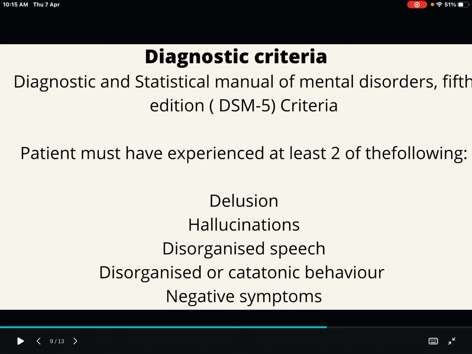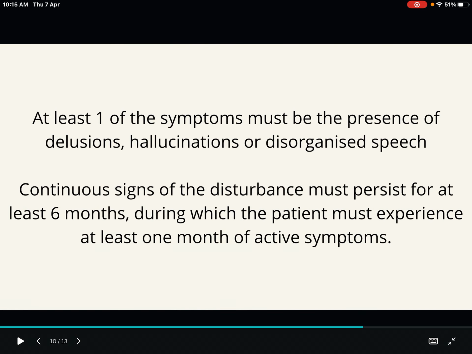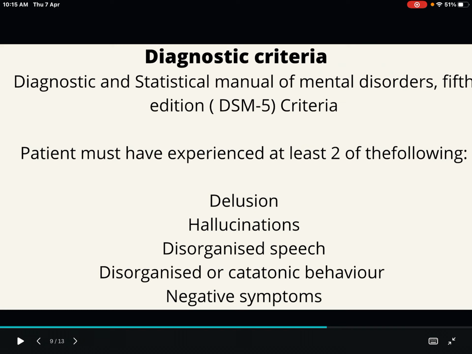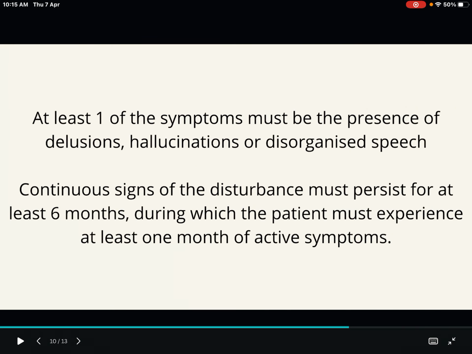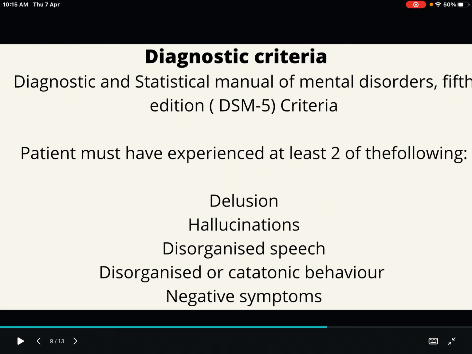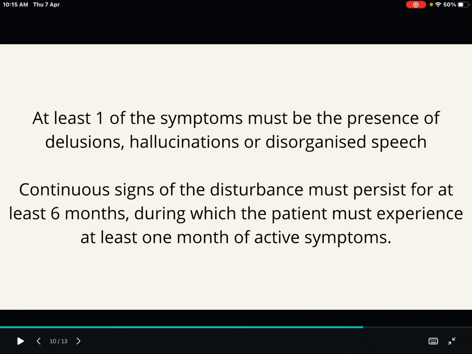These symptoms that we have explained in the definition part also, so it is easy to remember. And at least one of the symptoms must be the presence of delusion, hallucination, or disorganized speech. So once again I repeat, according to the DSM-5 criteria, the patient must have experienced at least 2 of the following. From this, at least one of the symptoms must be delusion, hallucination, or disorganized speech. There should be at least 2 of the following, but from these 2, one should be from these 3.